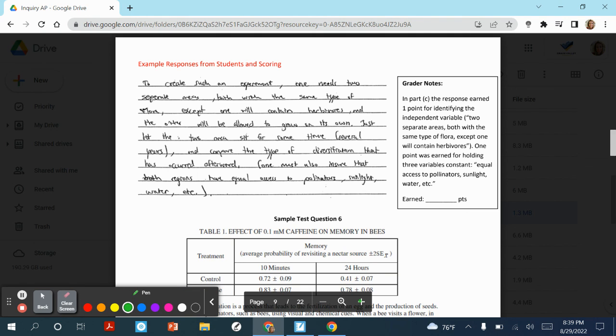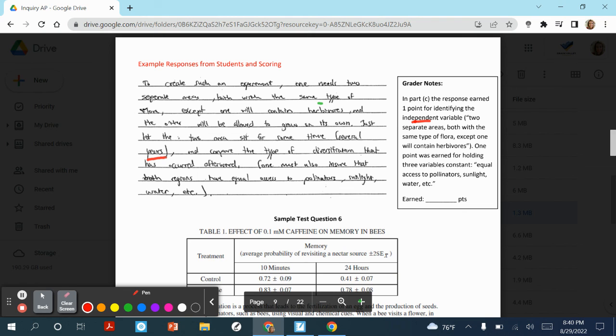I know it's a little difficult to read, but it says to create such an experiment, one needs 2 separate areas, both of the same type of flora. So here's a constant, except one will contain herbivores and the other will be allowed to grow on its own. So they set up something different. One pasture has herbivores and the other one doesn't. Technically, they get 1 point for identifying the independent variable. It says just let the two sit for some time, several years. So this is telling me to let this go on for a while, which means we're going to get a lot of data since we're doing this for years.